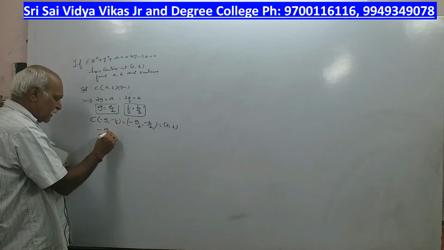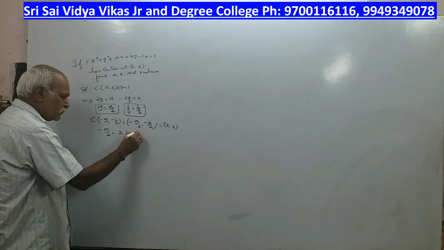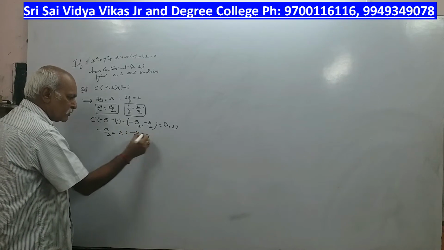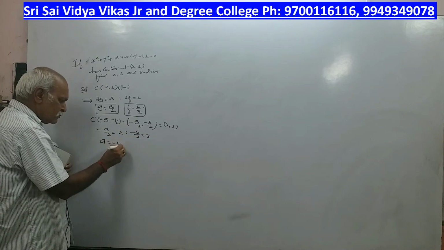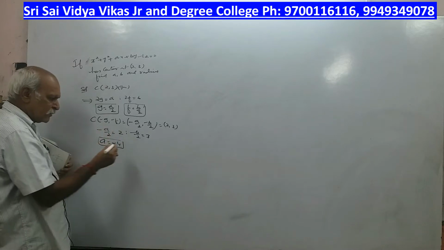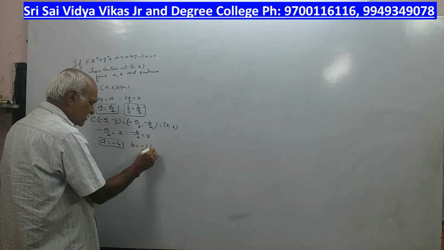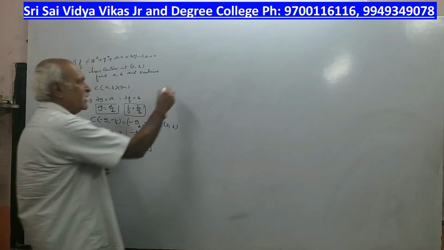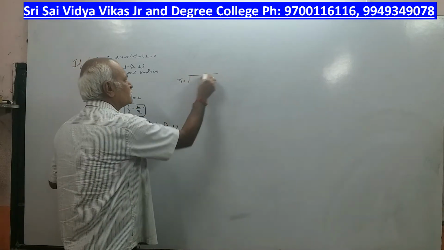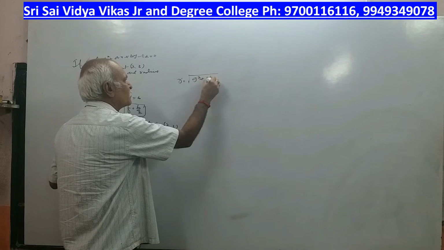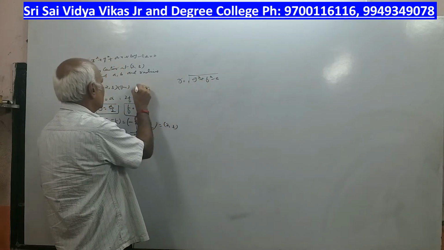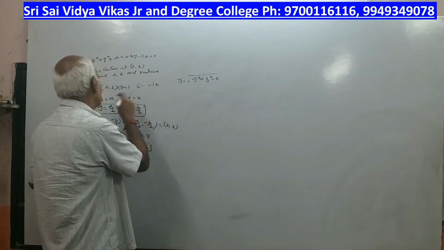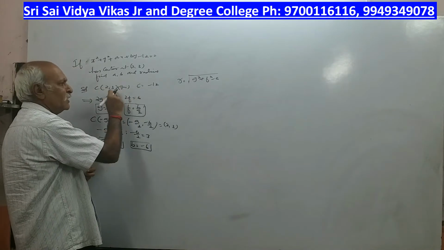So minus a by 2 is equal to 2, minus b by 2 is equal to 3. So a is equal to minus 4, by cross multiplication, and b is equal to minus 6. So you got the a value and the b value. Now what is the radius? Root of g square plus f square minus c. What is the c value he has given? Minus 12. The center is already given, that is the g value and f value.